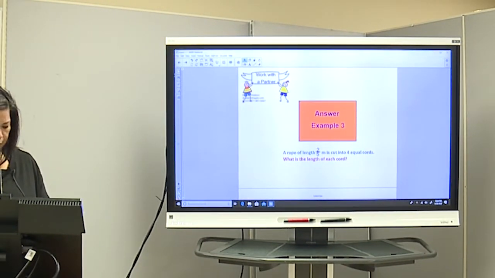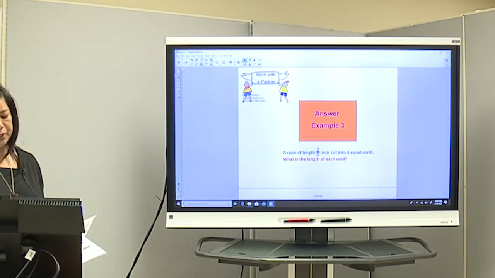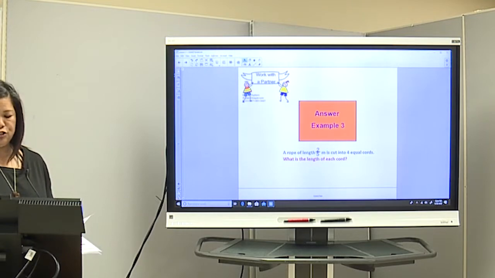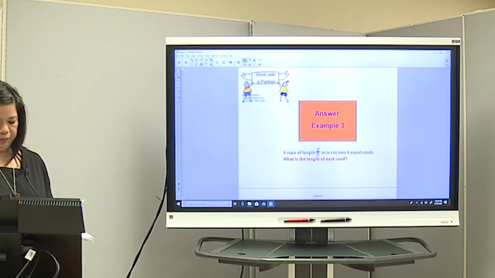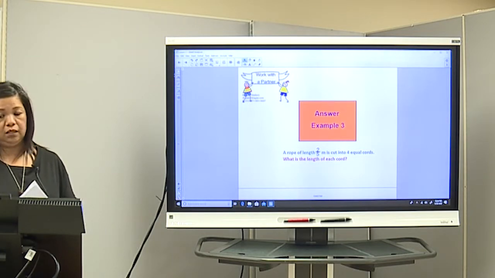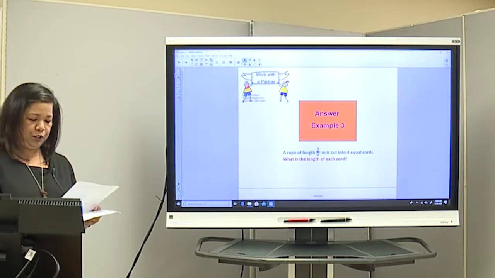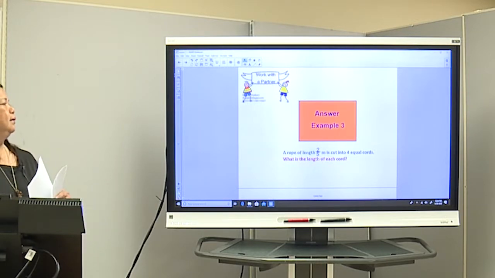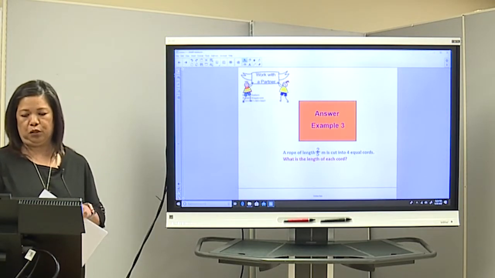This is what I want you to do. I want you to answer example 3. In example 3, it says a rope of length 2/5 meters is cut into 4 equal cords. What is the length of each cord? I want you to take a minute and answer this on your own. If you are watching this and your TV can be paused, you can pause this video and start working on it, and then just come back with your answer. Again, a rope of length 2/5 meters is cut into 4 equal cords.